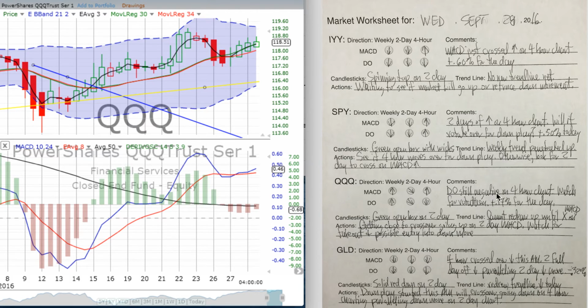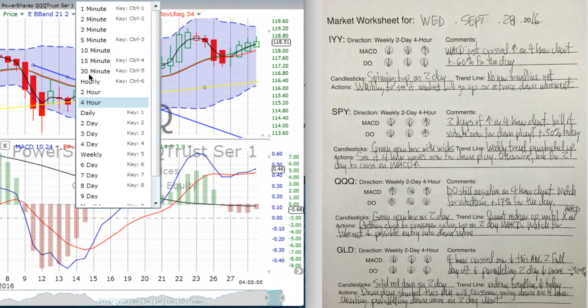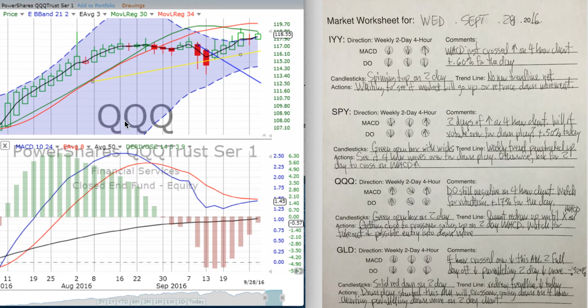Comments. Derivative oscillator still negative on the 4-hour chart, even though the MACD has moved over. Watch for rotation. The Qs was up 0.17% for the day. What do my candlesticks say? Well, again, like I said, I'm usually commenting on the 2-day.